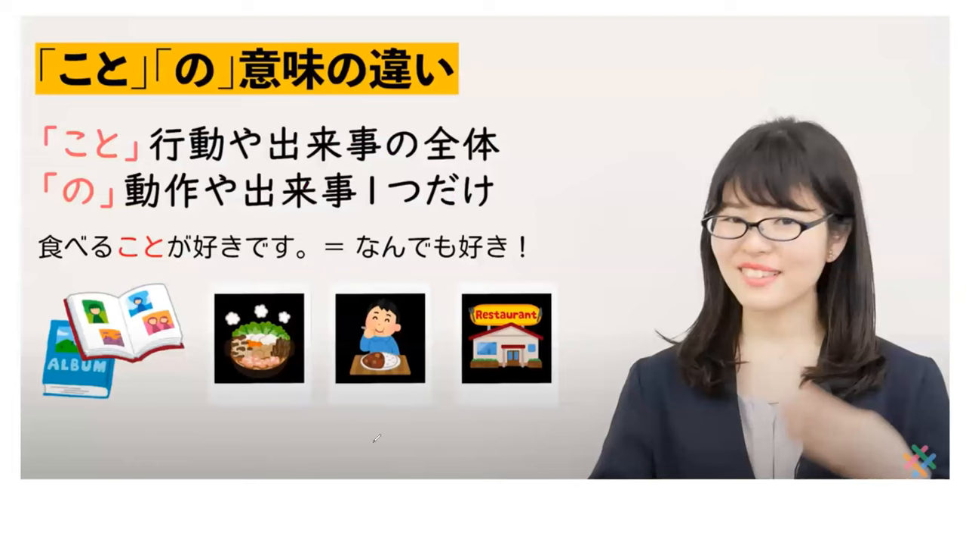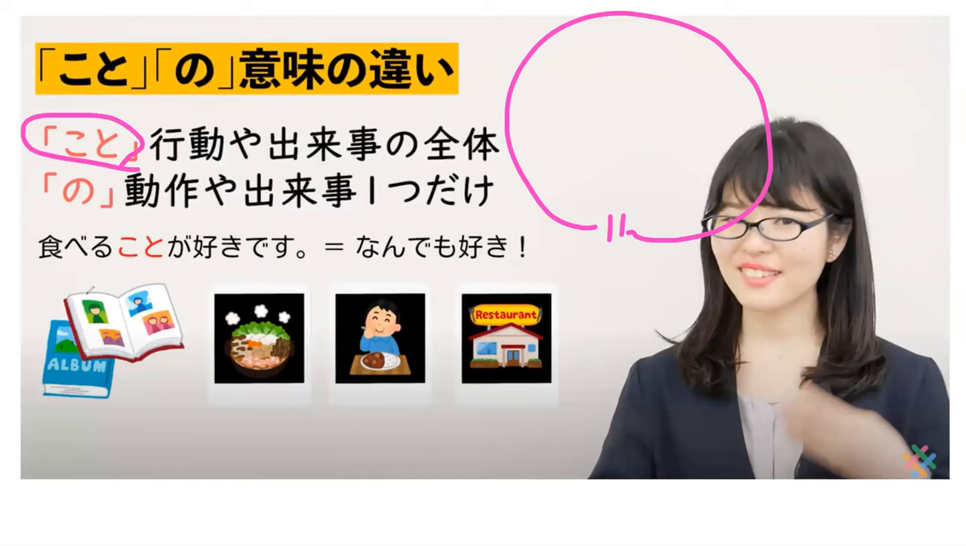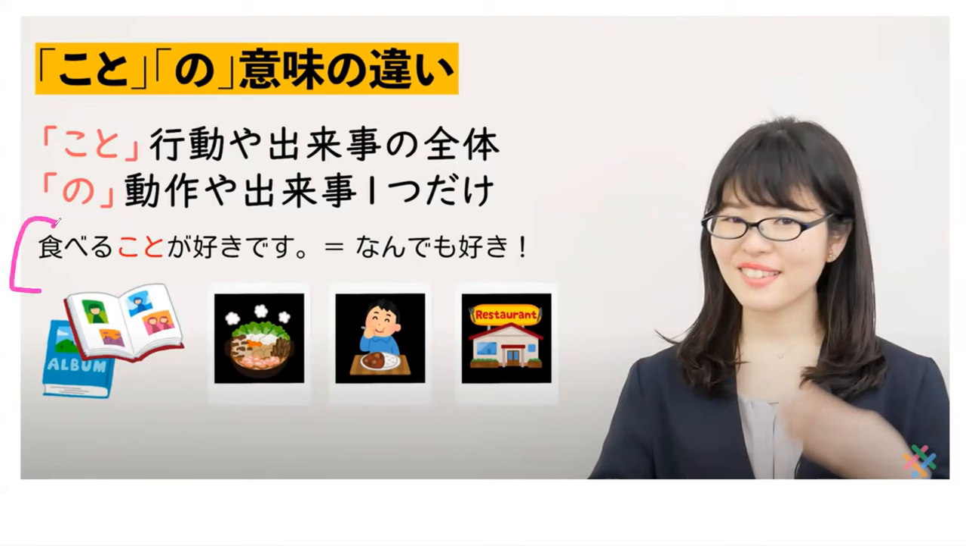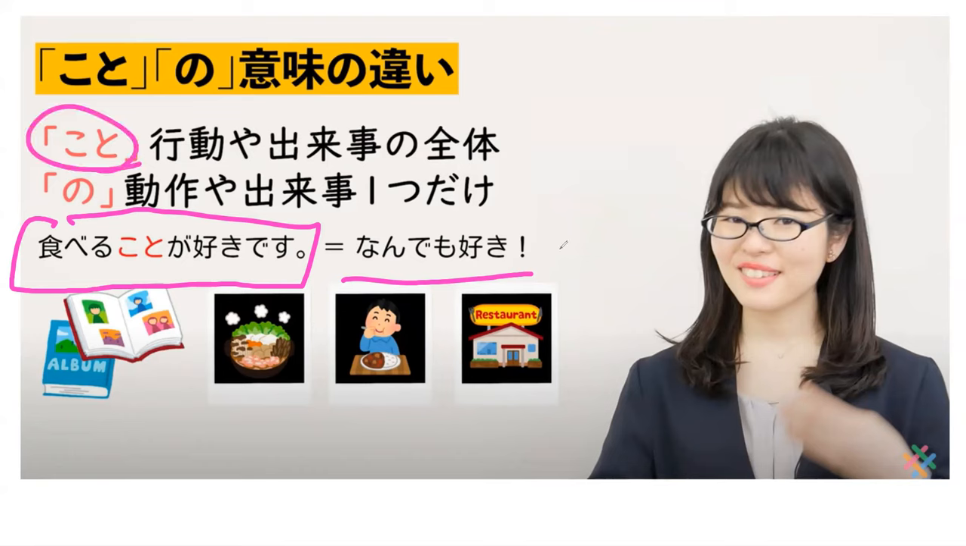So koto. Koto is very hard for a lot of Japanese learners when they start. I always describe it as an enveloping term. Then one of my students told me they like this person's explanation, which is basically that koto is like a photo album that has a whole bunch of photos in it about somebody, versus no is more like one picture of something. So if you say taberu koto ga suki, that basically means I like eating everything. So you have a whole photo album full of many pictures of a whole bunch of different stuff you like to eat. Versus if you said taberu no ga suki, that more insinuates there's one specific thing you like to eat that you're referring to.